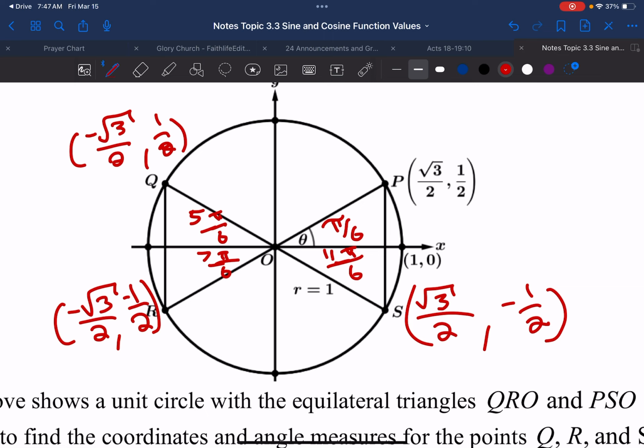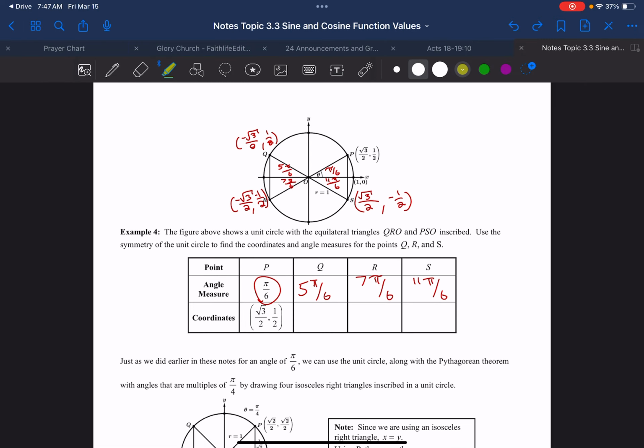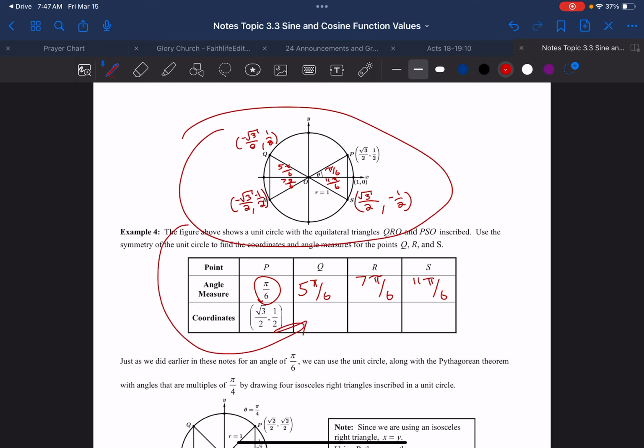So really, just like how when we were memorizing the pi over 6s and the pi over 4s and all that stuff, once we know this top right quadrant, I can tell you the rest of the unit circle because it just repeats, okay? So you can fill in all these values here, and fill in your chart, okay?